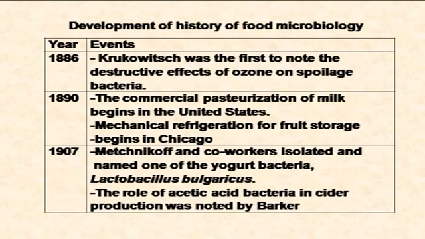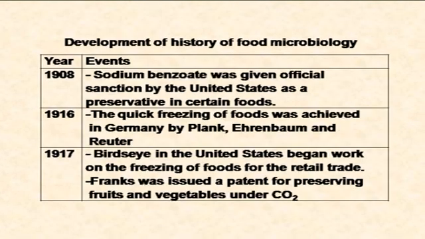The role of acetic acid bacteria in cider production was noted by Barker. In the year 1908, sodium benzoate was for the first time given official sanction by the United States as a preservative in certain foods. In the year 1916, the quick freezing of foods was achieved in Germany by Plank, Ehrenbaum and Reuter. In the year 1917, Birdseye in the United States began work on the freezing of foods for the retail trade.